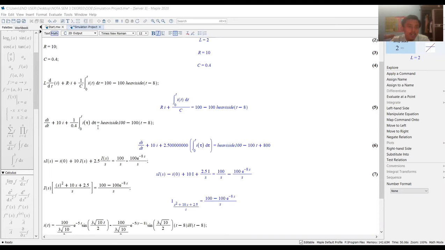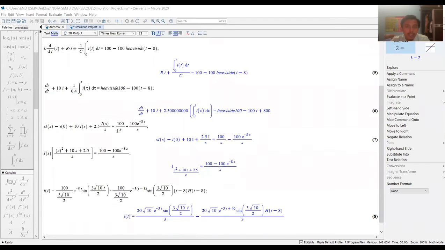integral of I(tau) d tau equal to Heaviside 100 equal to 100 in the bracket t minus 8, and we get this solution: di over dt plus 10I plus 2.5 in the bracket integral of I(tau) d tau equal to Heaviside 100 minus 100 t plus 800.